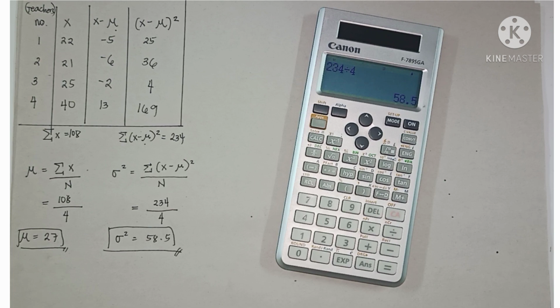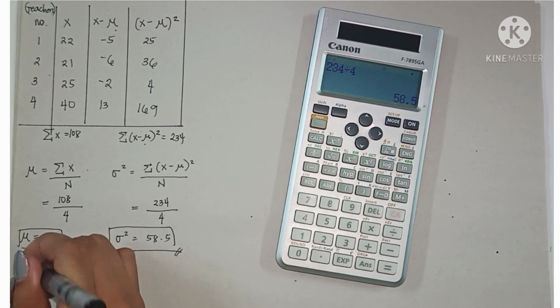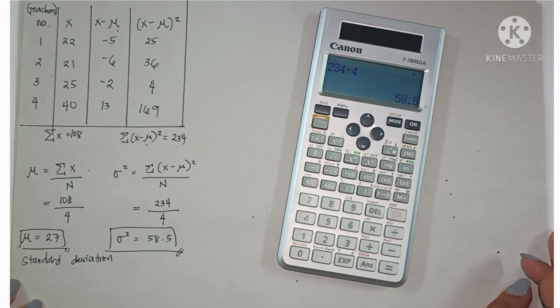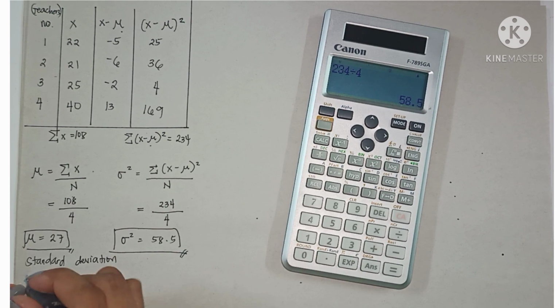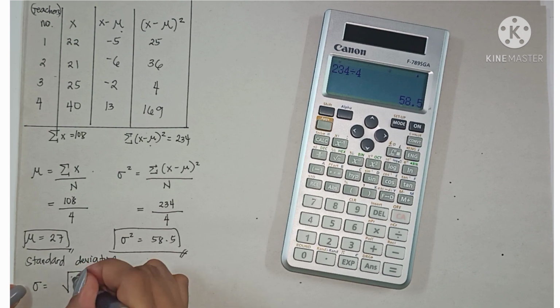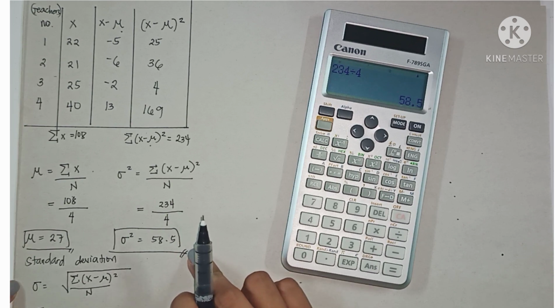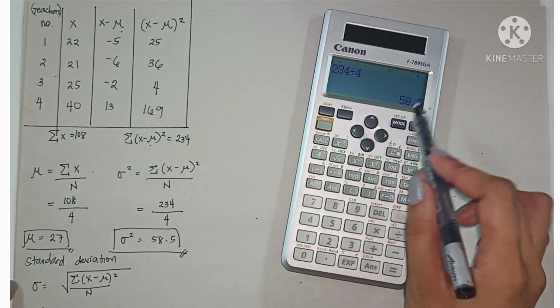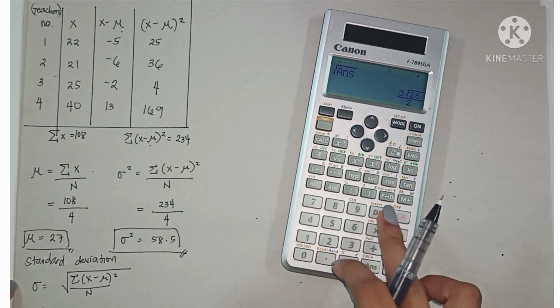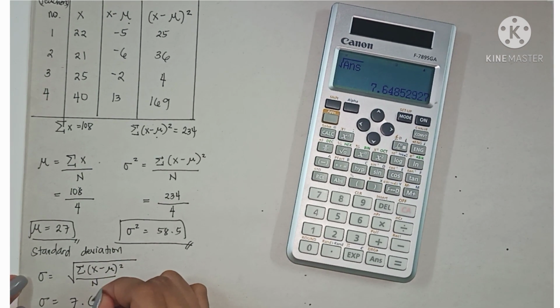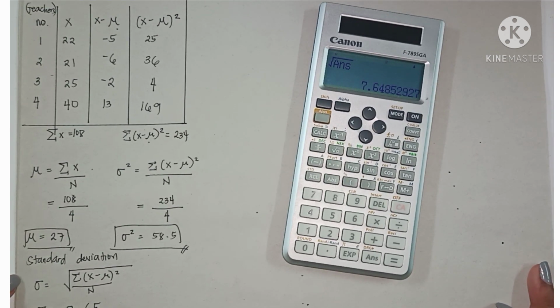So next, the standard deviation. So to solve for the standard deviation, we have sigma is equal to the square root of the summation of x minus mu squared over n. O di kaya, just simply get the square root of your sigma squared. Okay, so nakuha na natin yung sigma squared natin, which is 58.5. Kunin mo lang yung square root. Pindutin mo lang si square root, pindutin si answer, and that is equal to 7.6485297 or 7.65. Okay, so again, round off your final answer into 2 decimal places.